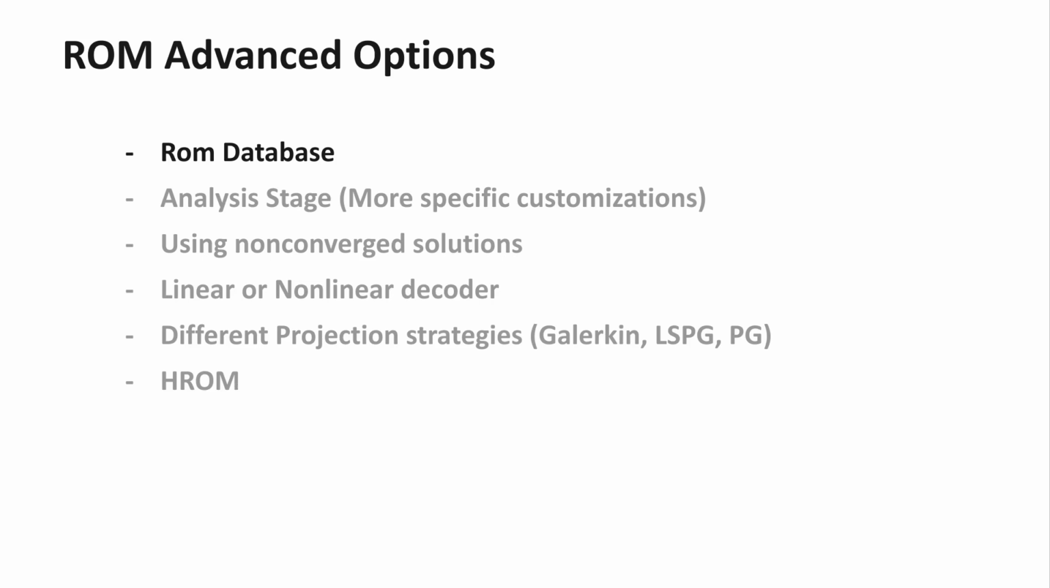Here are the topics that we will be covering in these ROM advanced options. First, we will start with the database. Then we will talk about how to input parameters using the analysis stage. This is the third way of inputting parameters, as we had mentioned before. And then we will continue with other topics.